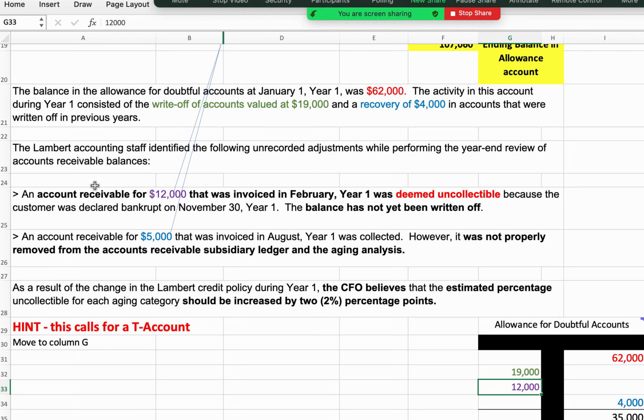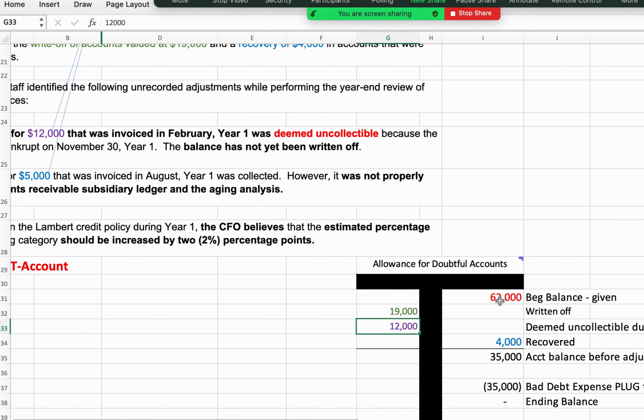So are we good so far up to here? We have the 62 beginning balance. The 19 has been written off. Since we know which accounts were written off, we remove them from the allowance, because the allowance is a group of unnamed clients, right? It's just a number. We don't know who.